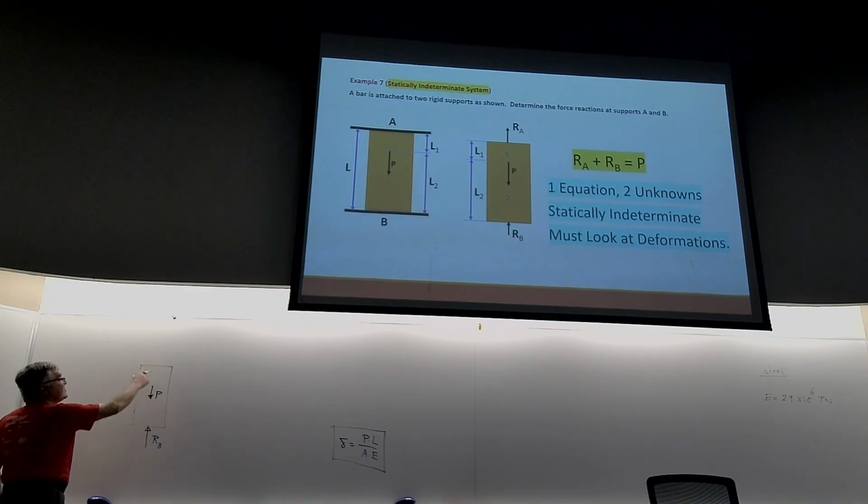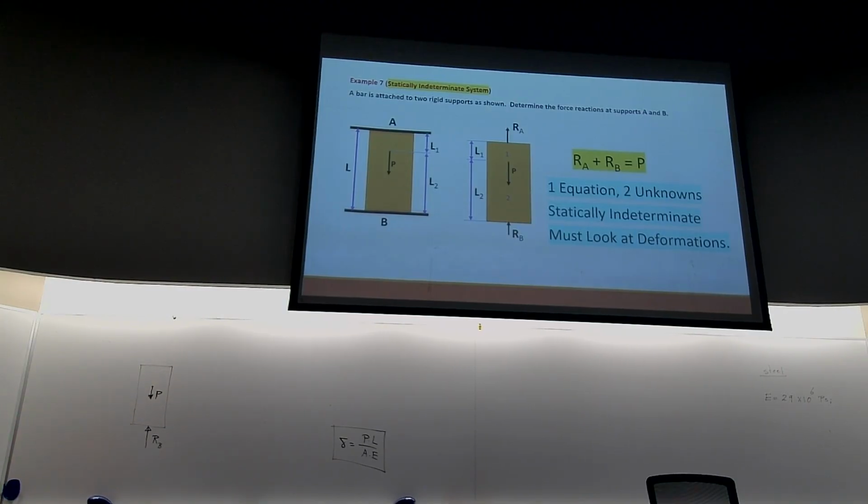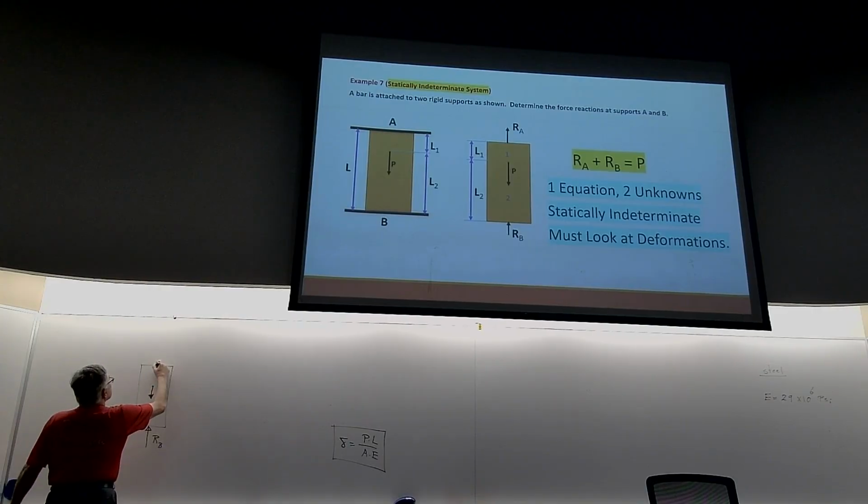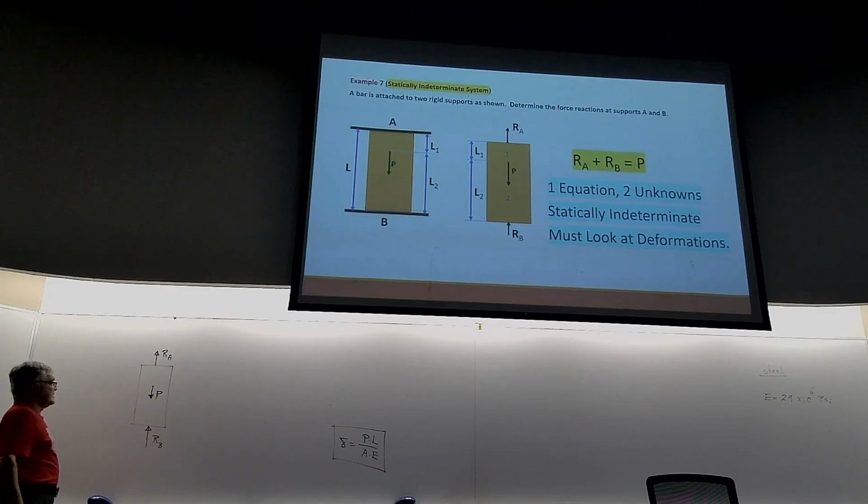And the same force is going to try to detach this structure from the ceiling because it's pulling down, and the ceiling is going to oppose that too. So we are going to have an RA here. And from statics, we could write that RA and RB added together equal P.